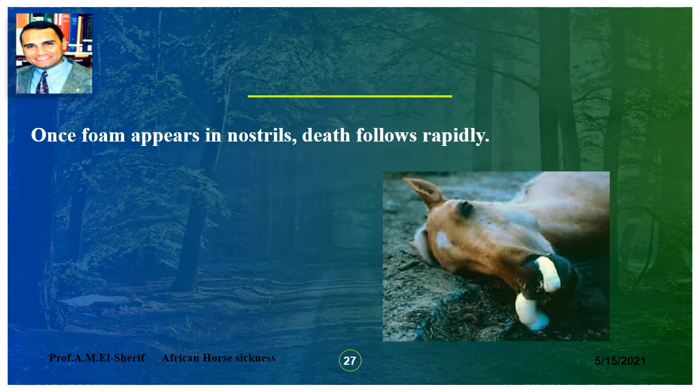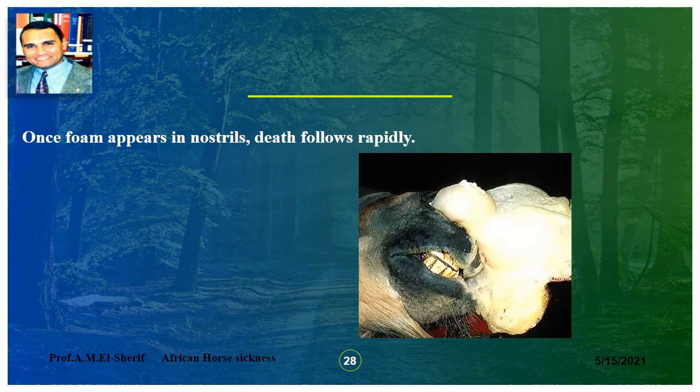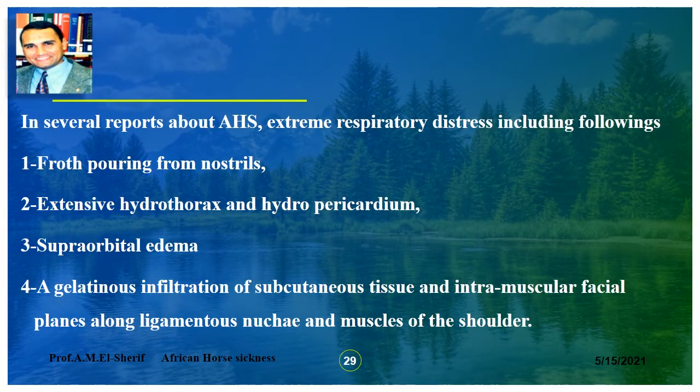Once foam appears in the nostrils, as in this picture, death follows rapidly. This picture shows a dead horse with a foaming appearance from the nostrils. Several reports about African horse sickness describe extreme respiratory distress including the following: froth pouring from nostrils, extensive hydrothorax and hydropericardium, supraorbital edema, and a gelatinous infiltration of subcutaneous tissue and intramuscular fascial planes along with ligamentous knee and muscles of the shoulder.